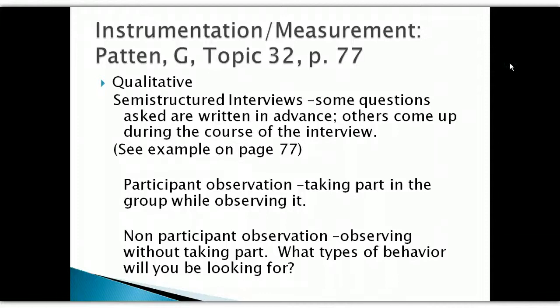Moving on to section G in Patten, after writing about your participants, you'll want to write about your instrumentation, or basically what measurement tools or what types of measurement are you going to use in your research. If yours is a qualitative study, and a lot of you are doing qualitative studies, you're most likely going to do semi-structured interviews. As you may remember from the social research design class, semi-structured interviews are interviews where you go in with an interview guide. So a lot of your questions are pre-planned, but other questions will just come up during the course of the interview.